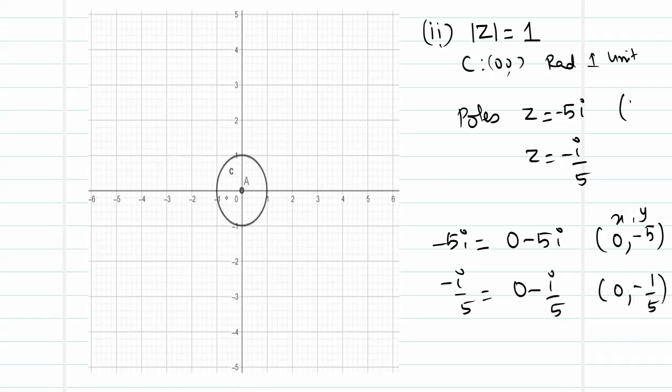So the second step, we have identified the boundary. The third step is to find the position of the poles in the boundary. What is going to be my first pole? 0 comma minus 5.